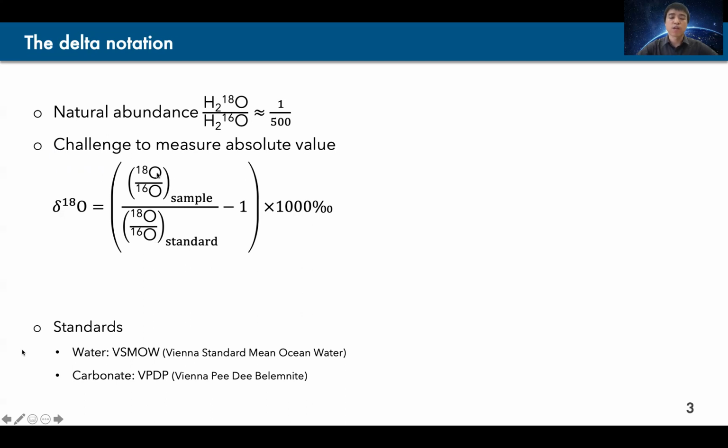Here, if relative to the standard your sample has more heavy isotope, so more 18O, then you will end up with a positive delta value. Relative to the standard, if your sample has less heavy isotope, 18O, then you will end up with a negative delta 18O. For water, people use VSMOW as a standard. For carbonate, VPDB is used.